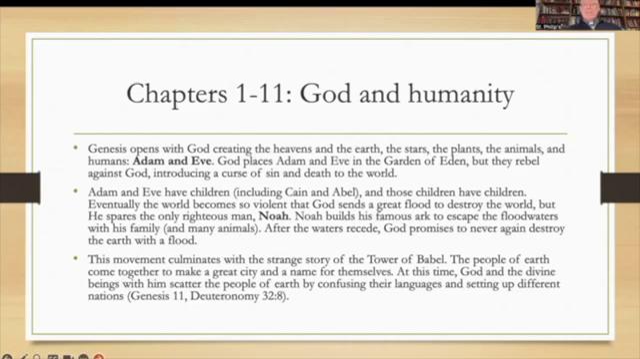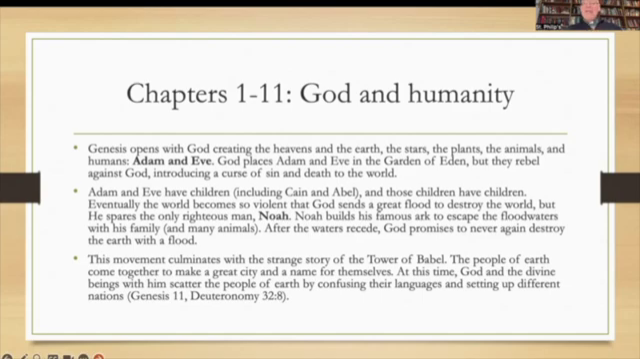with a flood. This part of Genesis culminates with the strange story of the Tower of Babel. The people of the earth come together. They haven't learned their lesson from the flood, so they come together to make a great city and a name for themselves, right? They're feeling their oats. And at this time, God and the divine beings with him, angels, other gods, it's a little confusing in the story, are upset that the people are building this tower because the people want to become God. They want to climb up to heaven and basically usurp God and become gods.